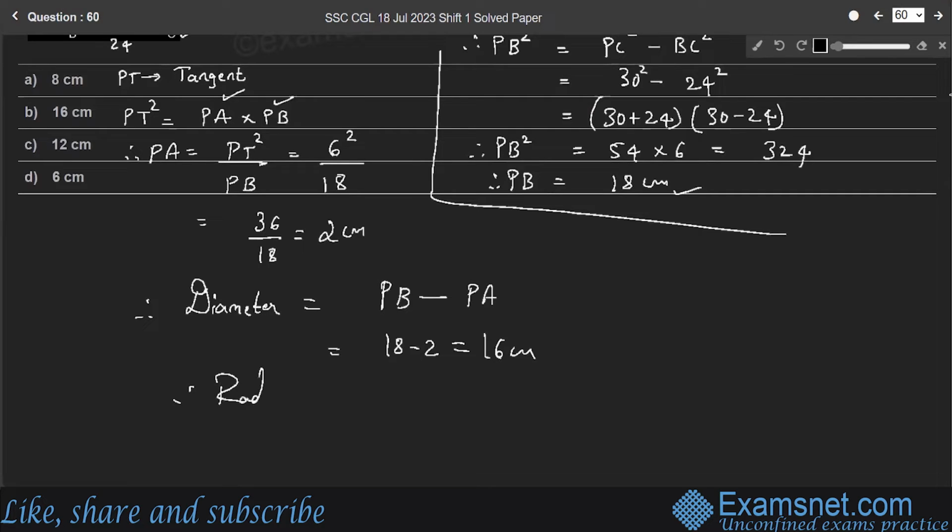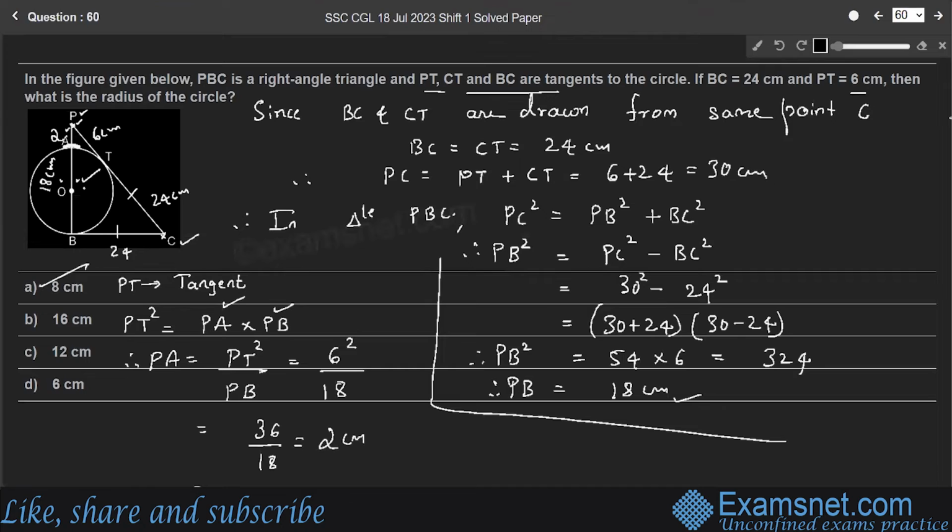Therefore, radius is equal to, so diameter D is 16 centimeter. Radius is half of diameter, which is 8 centimeter. Right? Option A is the right answer. 8 centimeter is the radius of the circle, either OA or OB.